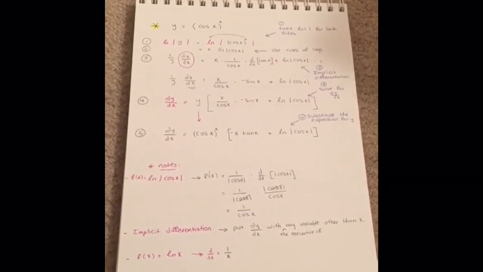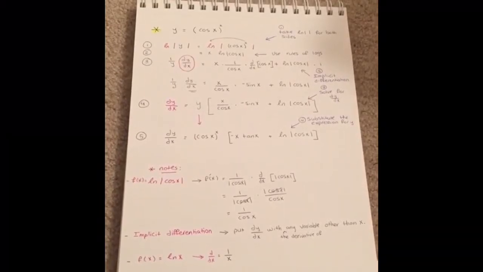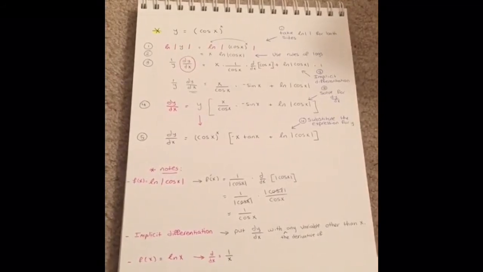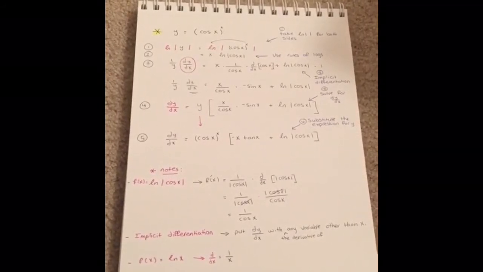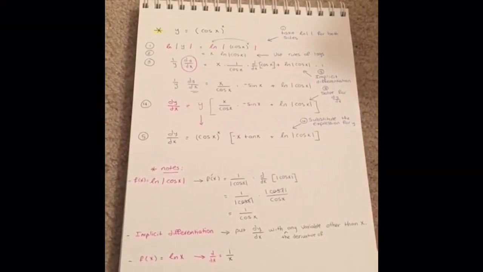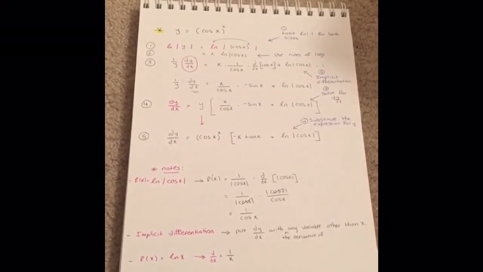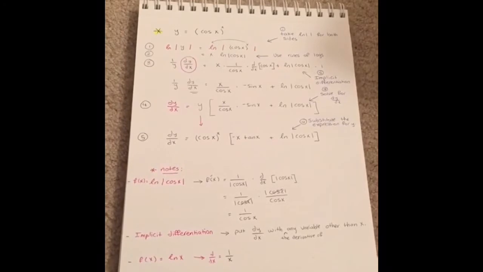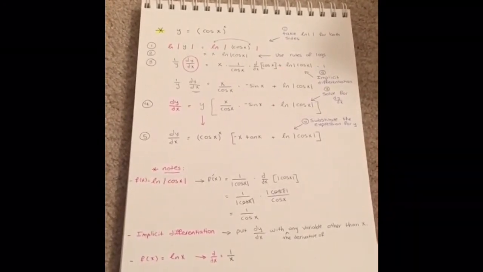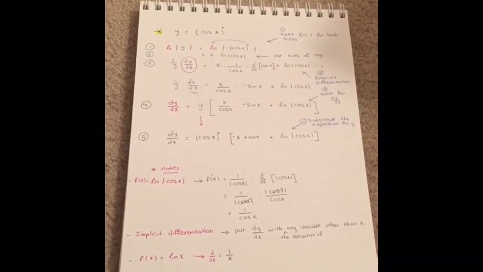We'll just have one more step left to go, and the fifth step is to substitute the expression for y, and as it's given in the problem, y equals cosine of x raised to the power of x, and so dy dx equals cosine of x raised to the power of x times minus x tangent x plus natural log of absolute value of cosine of x. And the tangent is from minus sine of x over cosine of x, so we will have minus sine x.